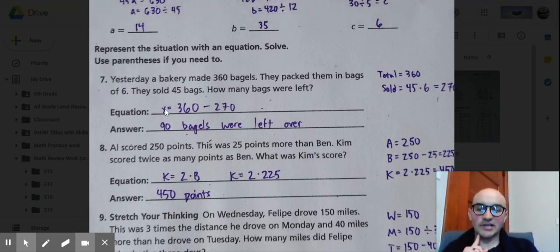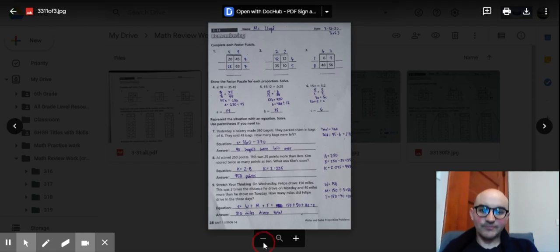The equation should look like this. X for my unknown, or any variable works just fine. 360 total minus the sold portion, 270. I get an answer of 90 bagels being left over.